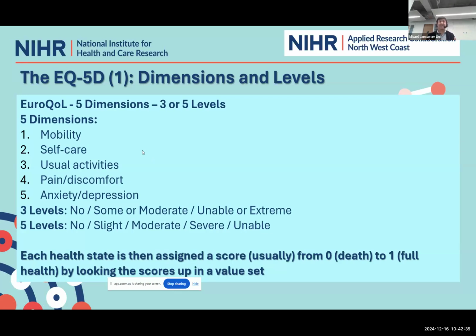In the version of 3 levels, we have no problems, some or moderate problems, and unable or extreme. And in the version of 5 levels, we have no problems, slight problems, moderate problems, severe problems, and also unable to walk, unable to do self-care. And from all of this, we will have a unique score that I will explain in the following slide.